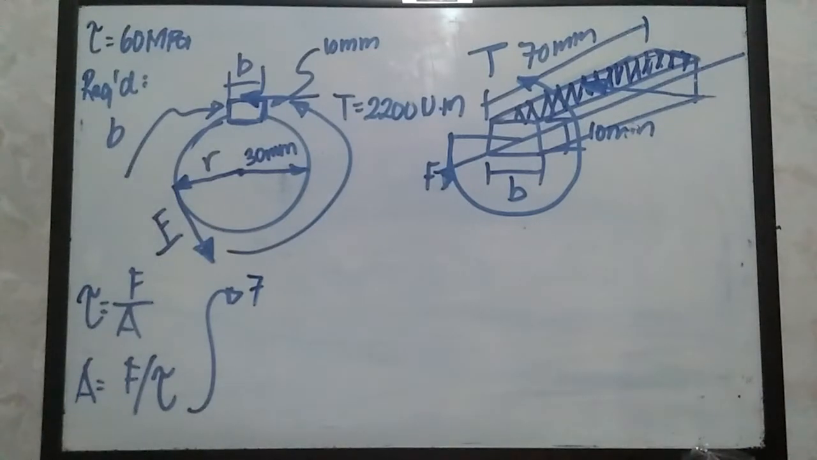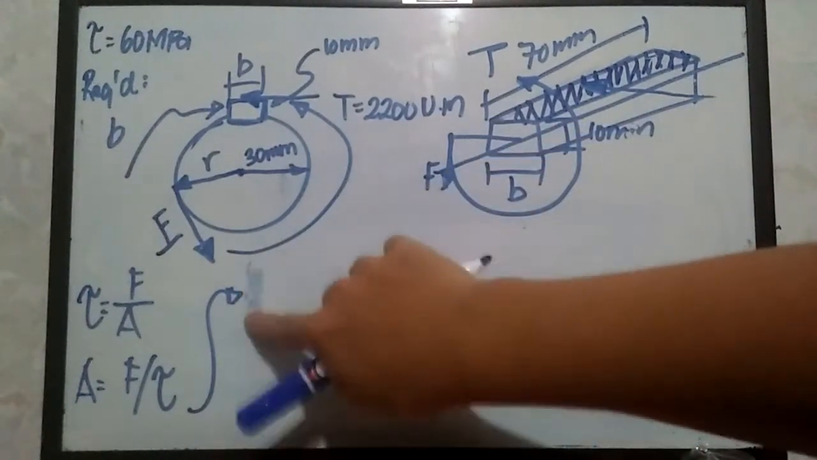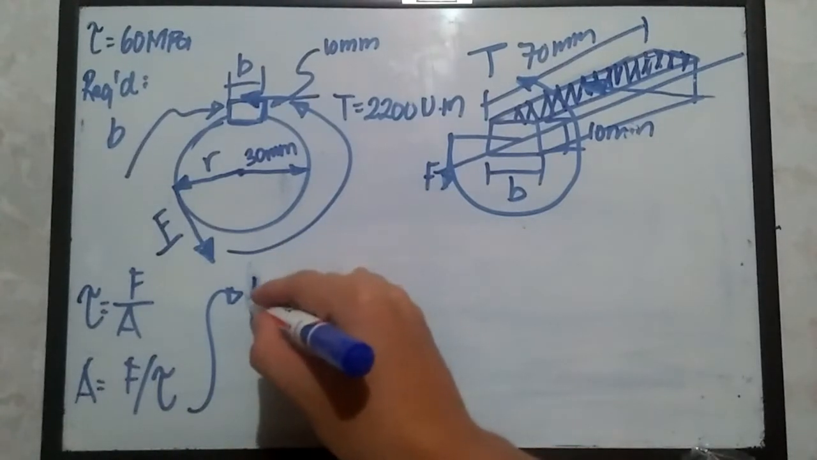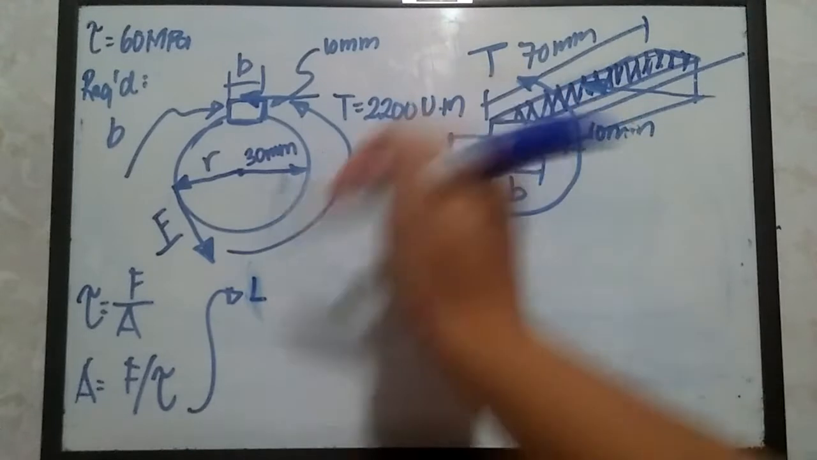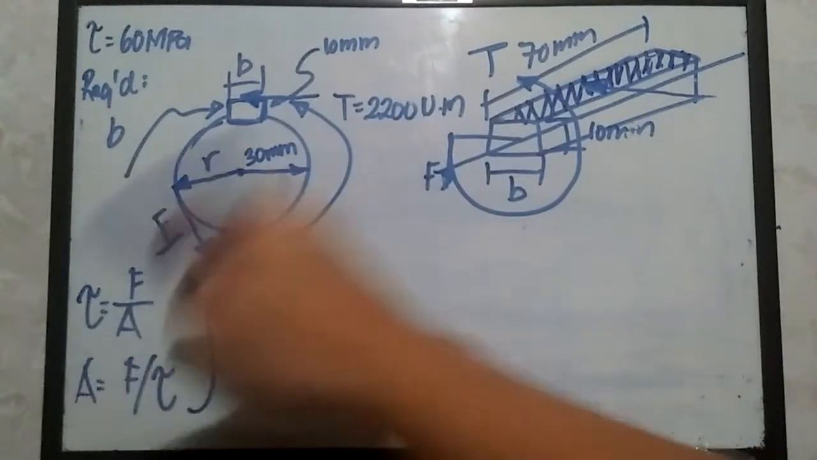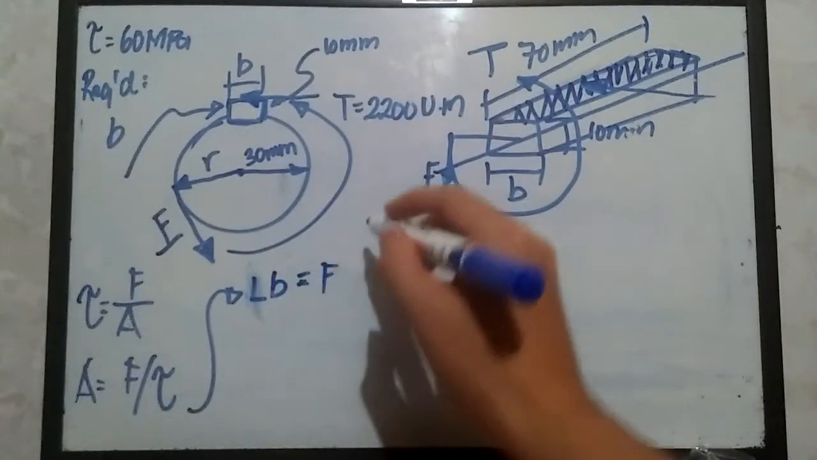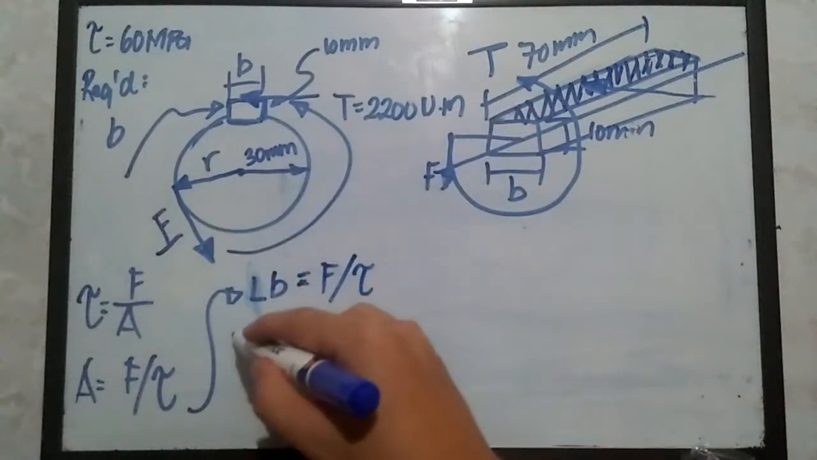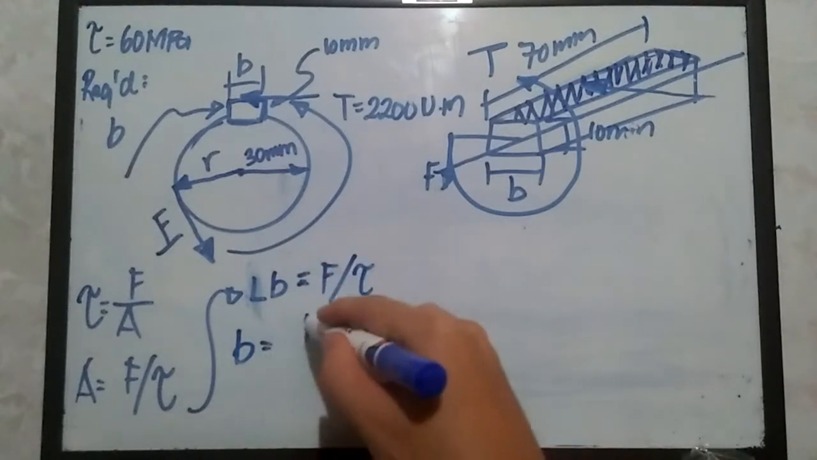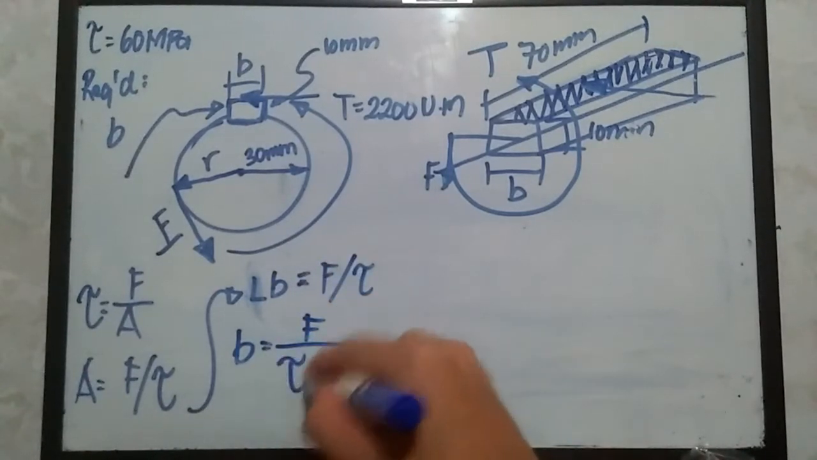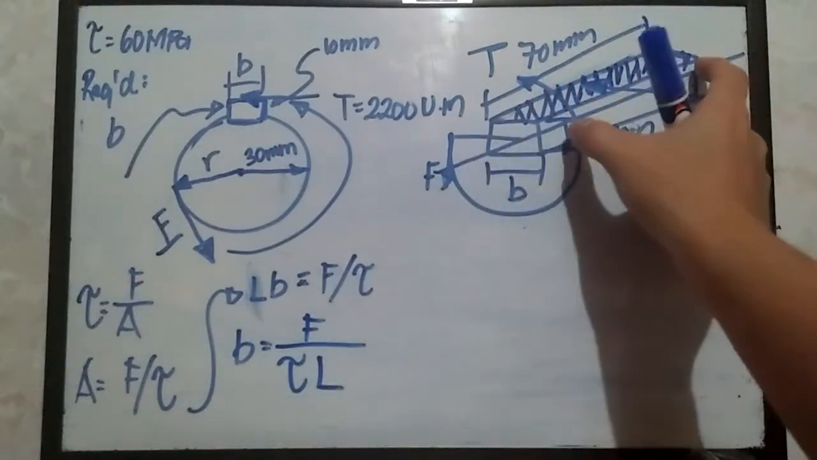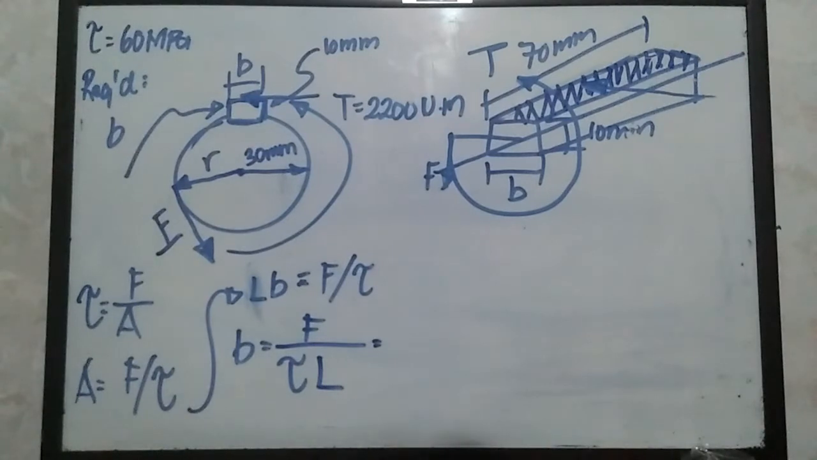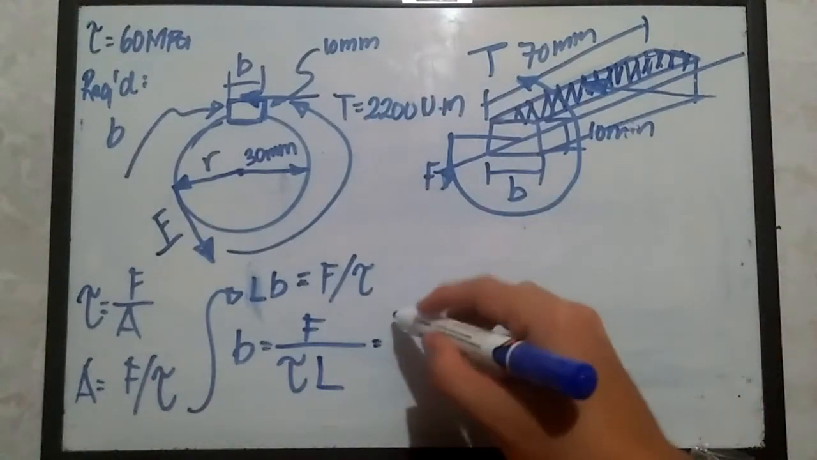So that should be 70. Let's just try to convert it directly. Okay. So this one is the length multiplied by the width, which is B, equivalent to force over the allowable shear stress. Then solving for B, B is equal to F divided by the shear stress multiplied by the length of this locking component. So let's try to substitute that. F was 73,000.